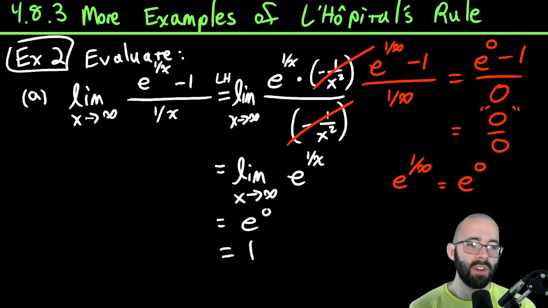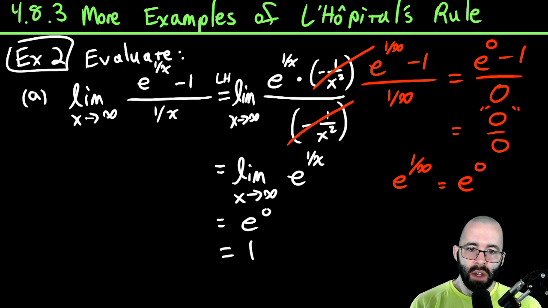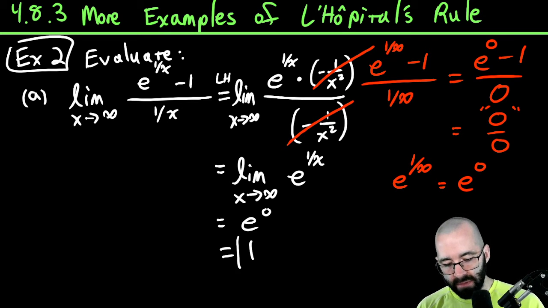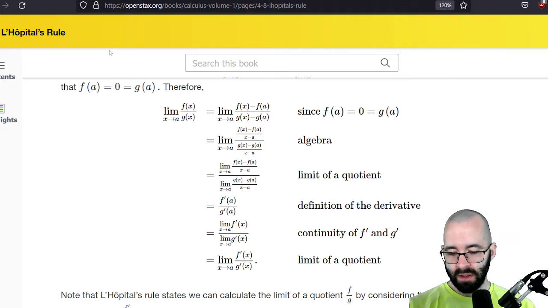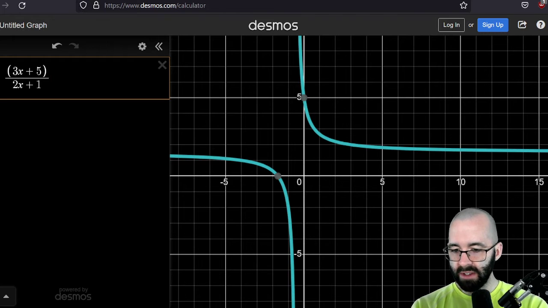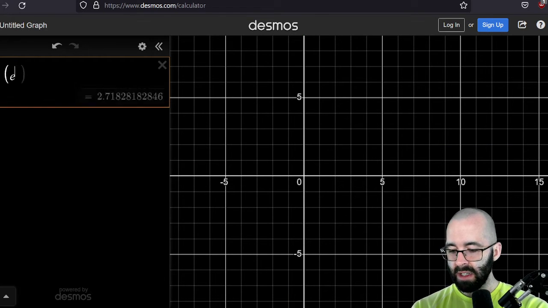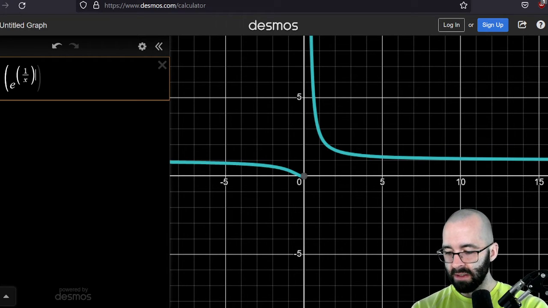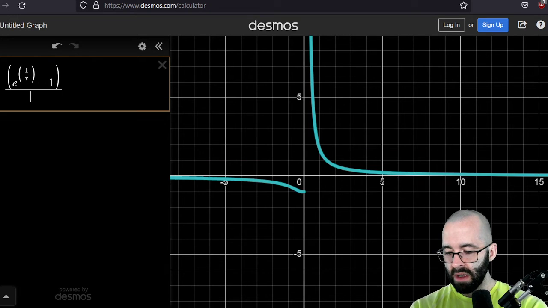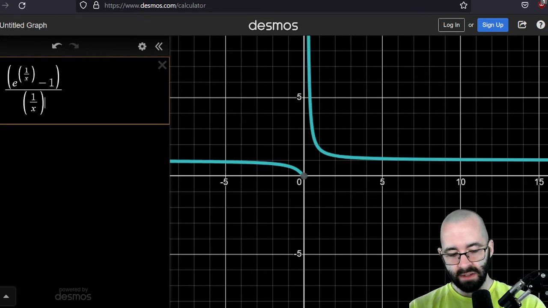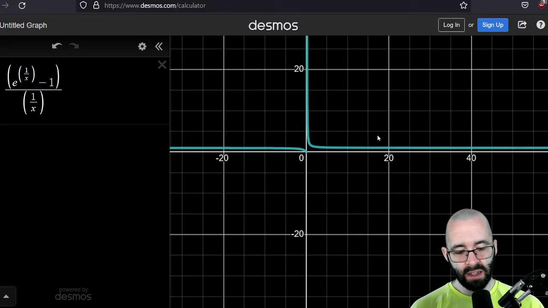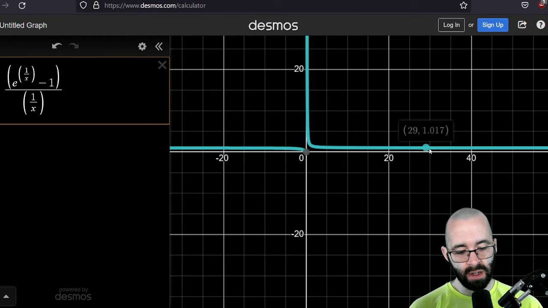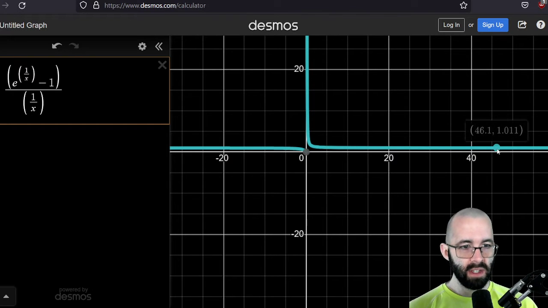More technically, it's the function composition theorem, but usually we're not going to be writing that or proving it exactly. So hopefully, if we graph this, the limit is equal to 1. Let's visualize it. e raised to the 1 over x minus 1, all divided by 1 over x. As x goes to infinity, as x gets infinitely big, what's the function value doing? It's getting close to 1.